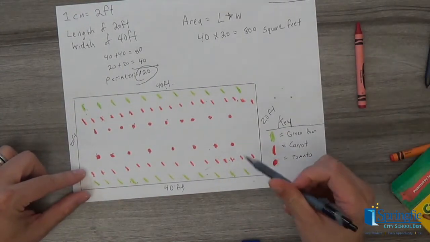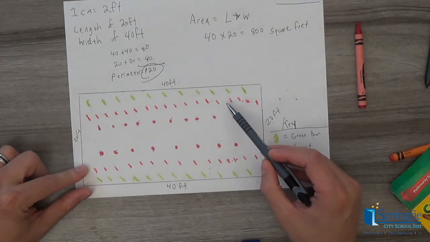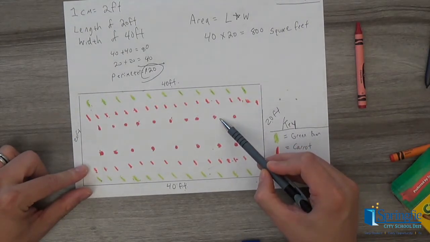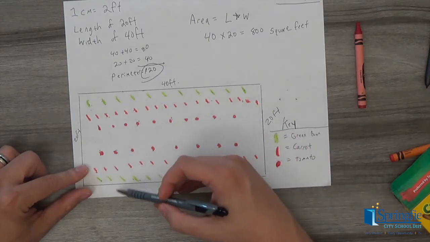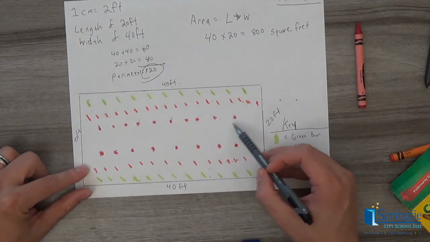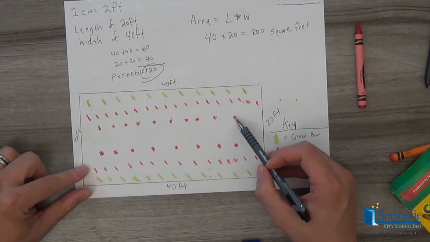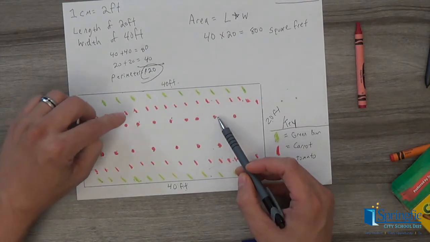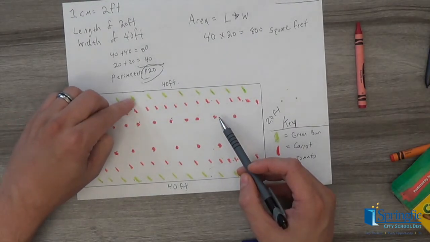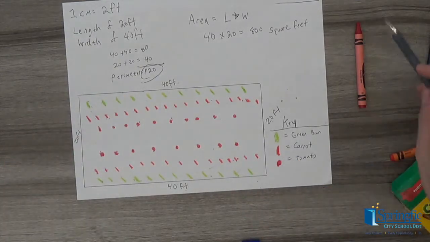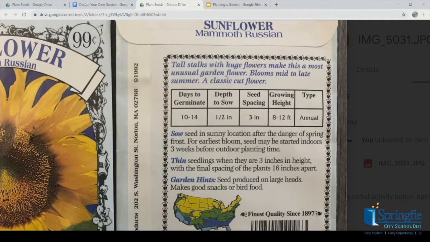So we've got our green beans, carrots, tomatoes, all growing on both sides. And we have to keep those tomatoes near the middle. That way when they grow really tall, they won't be blocking the light for the carrots and the green beans. The last one I decided to grow were the sunflowers. Now the sunflowers, they take 10 through 14 days to germinate. They need to have a seed spacing of 3 inches, and they're gonna grow 8 to 12 feet.